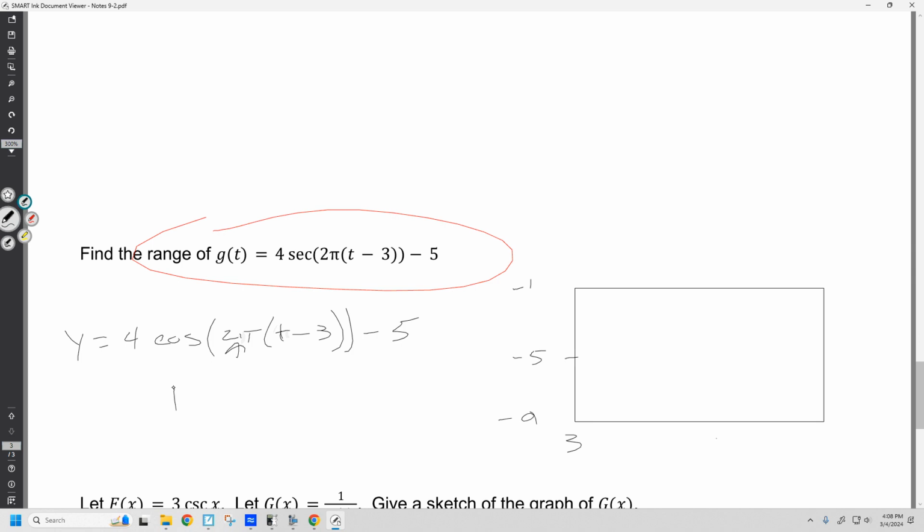Murph, what's the 2 pi do? Yeah, it affects the period. 2 pi over b means the period is actually 1. Remember, we stepped this out by dividing by 4. So this is 3.25, 3.5, 3.75, 4. We have the graph of cosine, which starts at the top, goes to the midline, goes to the bottom, goes to the midline, goes to the top. You guys good with that?